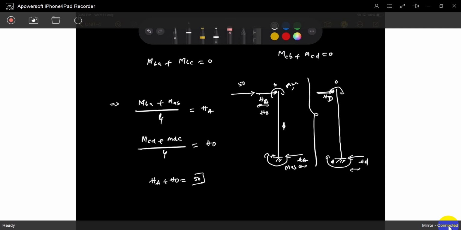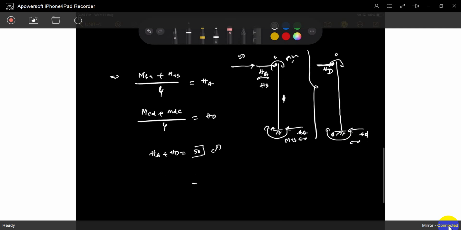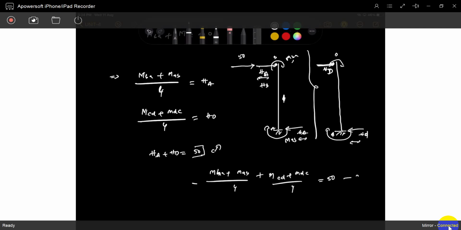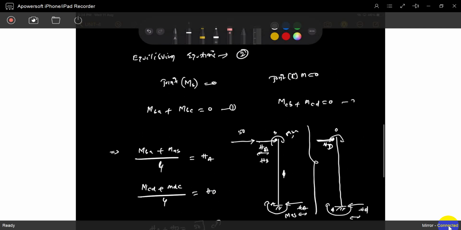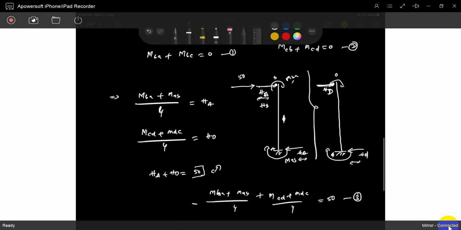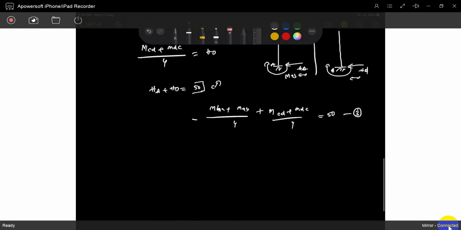Moreover, if you see, this is an exactly symmetrical section, both are equal, but in different conditions it is checked differently. That's the other equilibrium equation: MBA plus MAB divided by 4, plus MCD plus MDC divided by 4, is equal to 50. Previously it is 0 because there is no horizontal force in the system, but now the horizontal force in the system is 50. This is the third equation, this is the first, this is the second. So 3 equations, 3 unknowns.